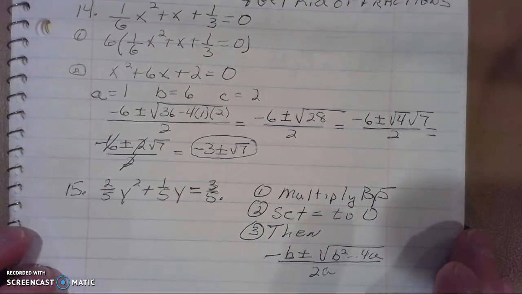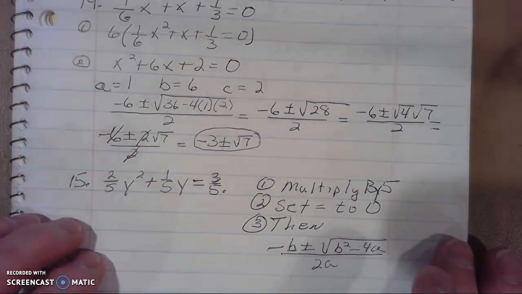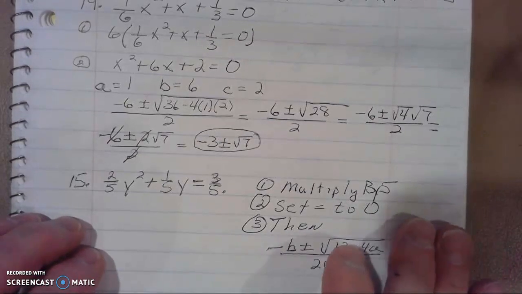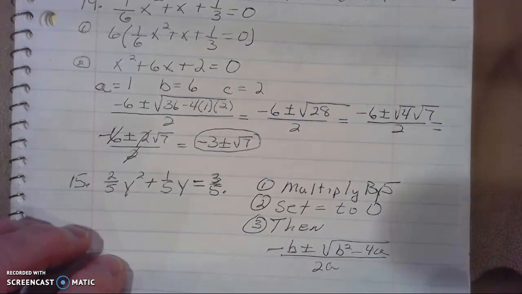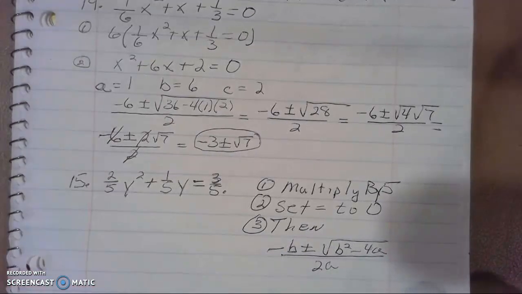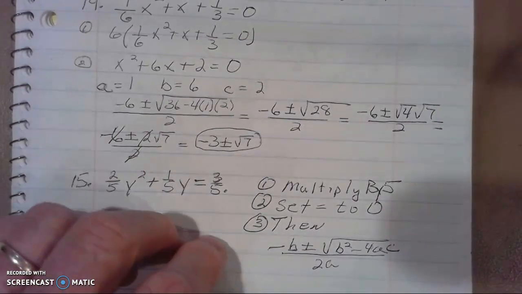Okay, number 15 is there. Notice I said multiply by 5, the common denominator. Then also make sure it's equal to 0. Make sure it's equal to 0 before you use the quadratic formula. And notice I left something out on the formula. I got in a hurry. Minus 4ac.